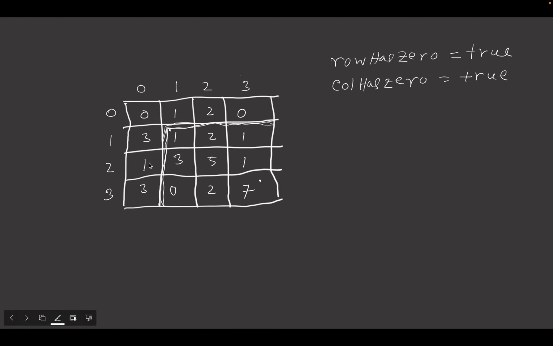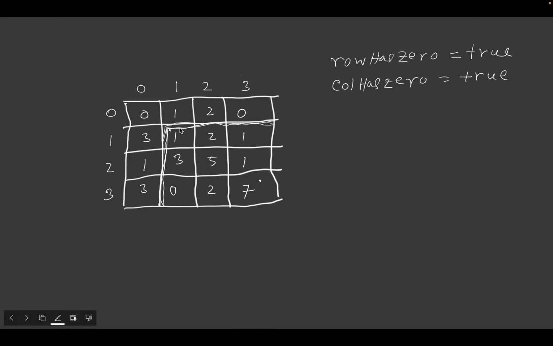This is a relatively difficult problem for beginners, I think, but just bear with me. First we will have two variables. Row has 0 will be true if we have 0 in our first row. Col has 0 will be true if we have 0 in our first column, otherwise false. Now we're going to iterate this submatrix from row index 1 and column index 1 all the way to the bottom right element.